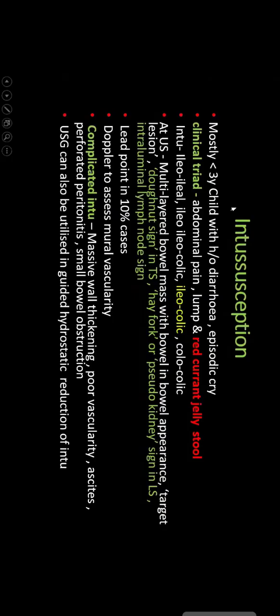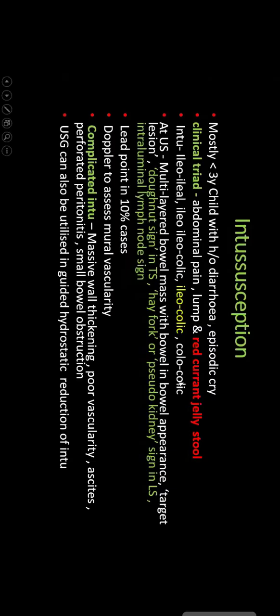Intussusception, you all know. It is common between 6 months and 3 years of age. History of diarrhea, episodic cry. Clinical triad, very important: abdominal pain, lump, and red currant jelly stool. These are the important signs. Most common is ileocolic intussusception.